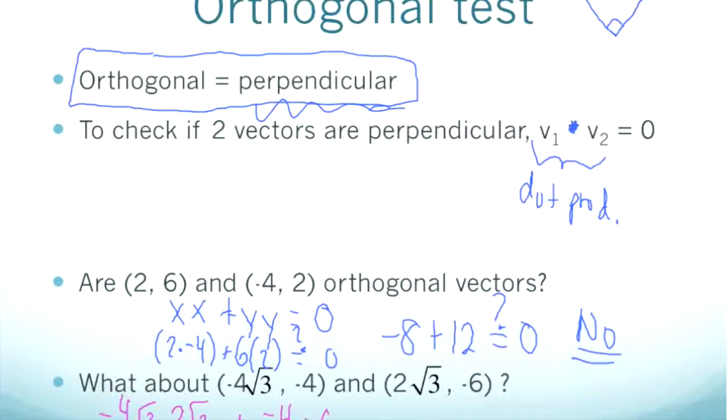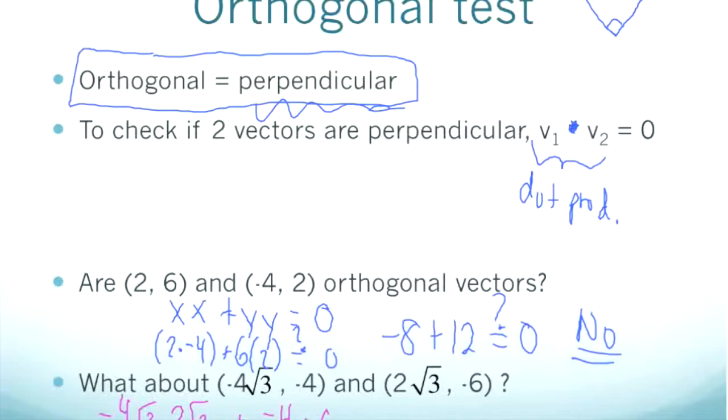So over here, remember we do outsides with outsides, insides with insides. So negative 4 times 2 is negative 8. Root 3 times root 3 is root 9, because 3 times 3 is 9. But we know the square root of 9 is 3. So this is really negative 8 times 3. Is negative 8 times 3 plus 24, does that equal 0? Yes, it does. So are those orthogonal vectors?